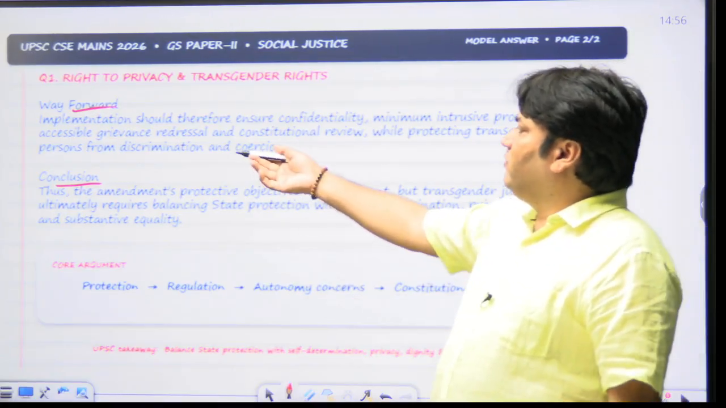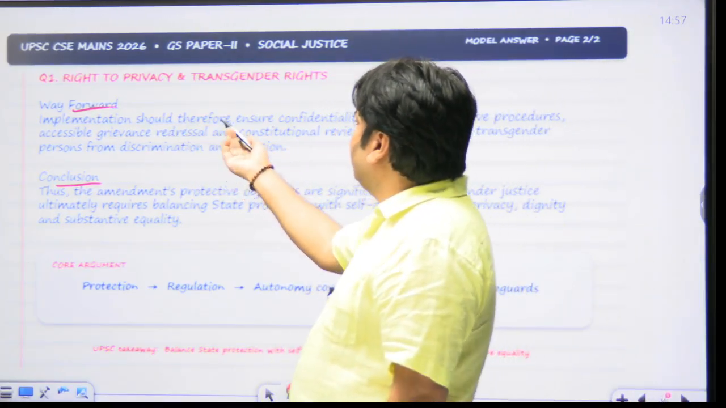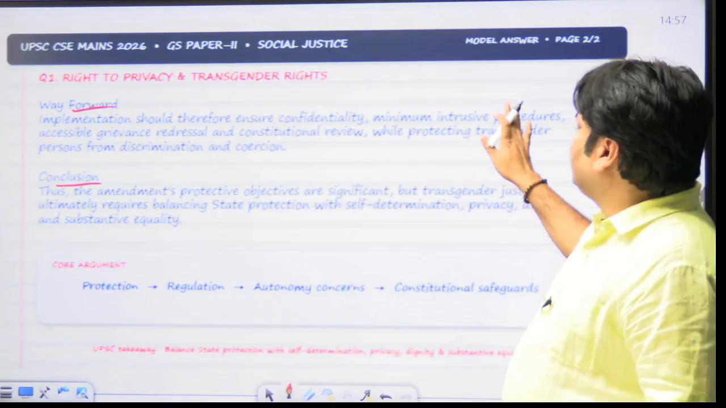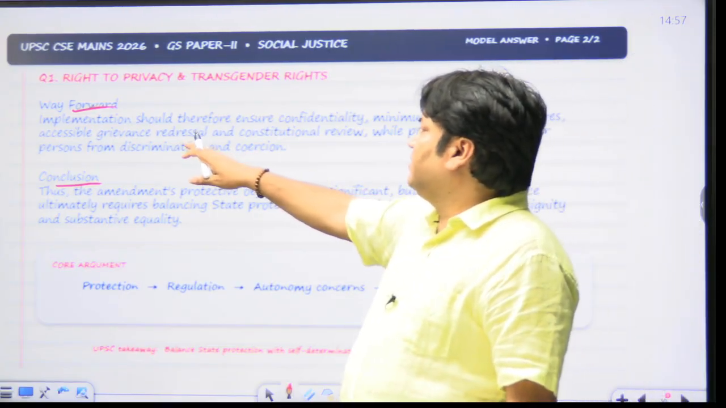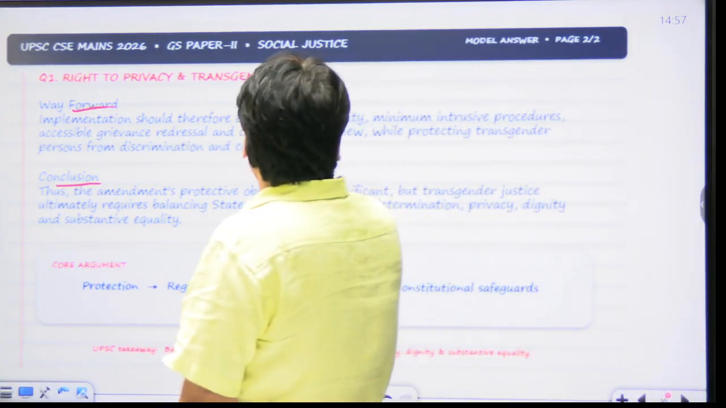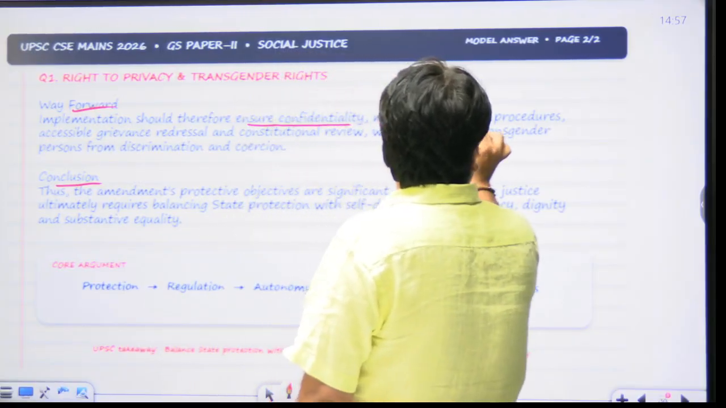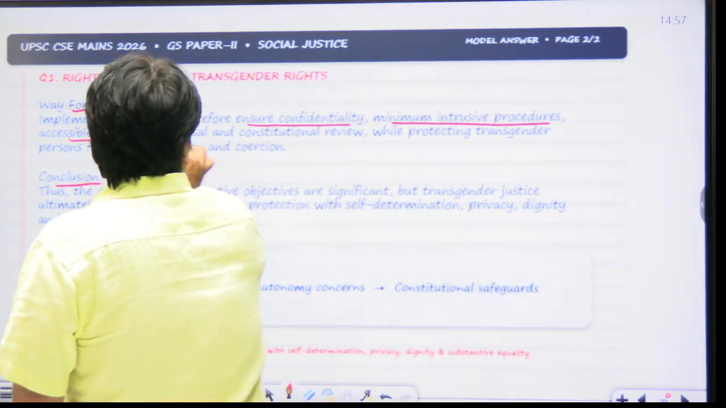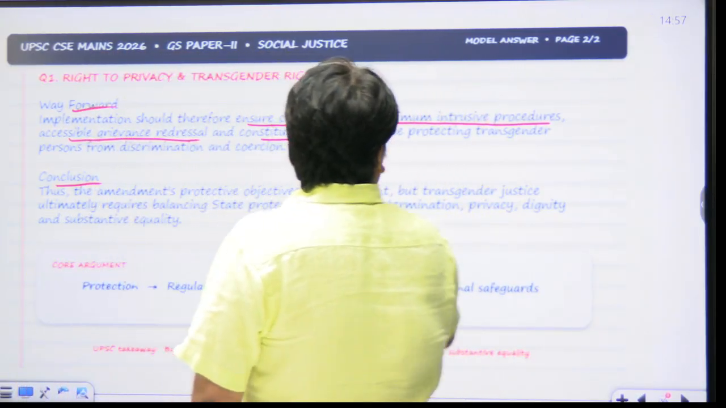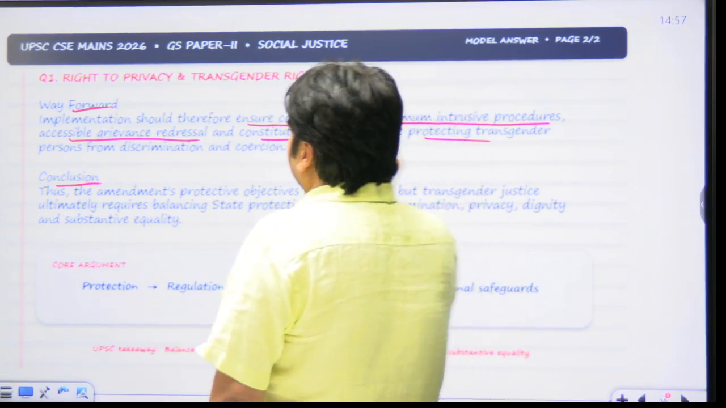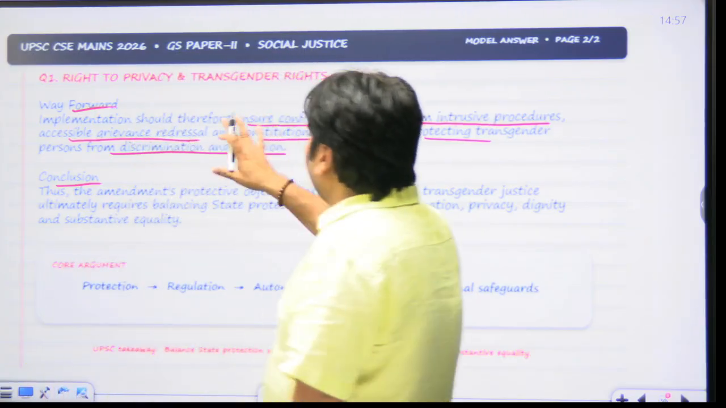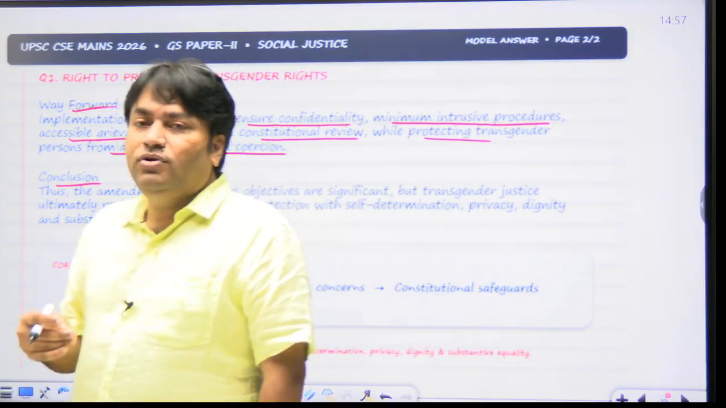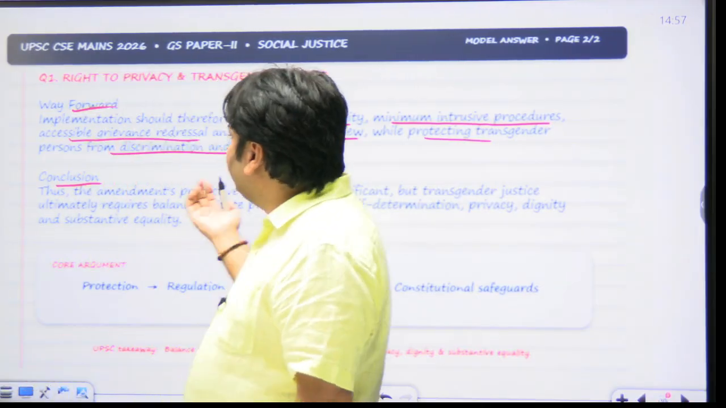Now here, in the way forward, we can write: implementation should therefore ensure confidentiality, minimum intrusive procedures, accessible grievance redressal. All these are what? Ensuring confidentiality, minimum intrusive procedures, accessible grievance redressal, constitutional review, protecting transgender persons from discrimination and coercion. All these are the keywords. So when you practice writing answers, then you will become expert in writing such keywords in your answer.